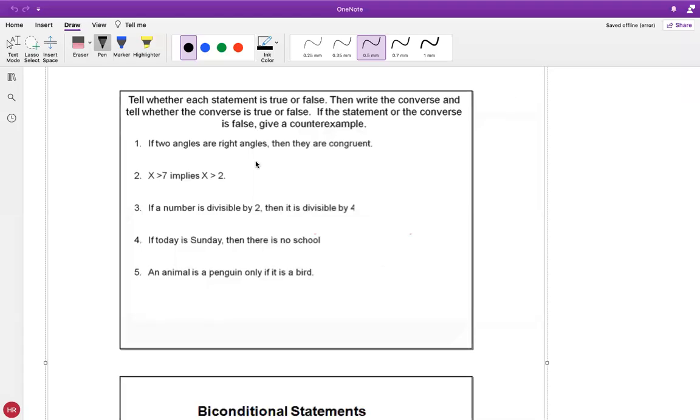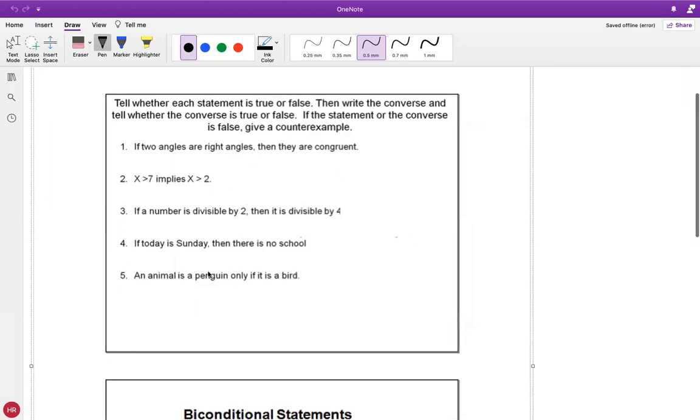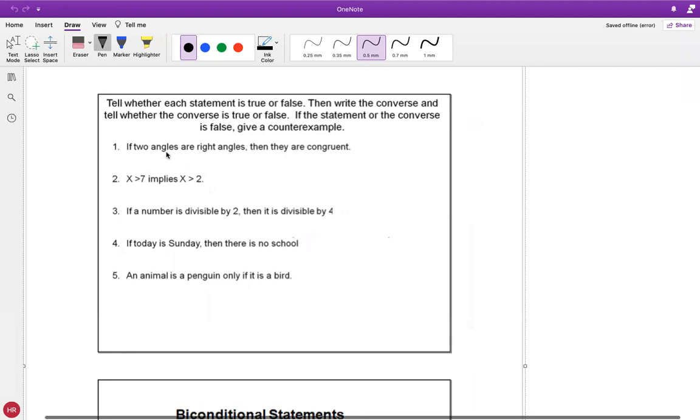All right, this next slide is a bunch of examples, and I'd rather do these in class or have you try them on your own between now and then, and we'll look at the answers you got. There are a couple of things to do here. First, say whether the original statement is true or false. Then write the converse and say whether that's true or false. And if you think it's false, you need to give me an example that proves that it's false.